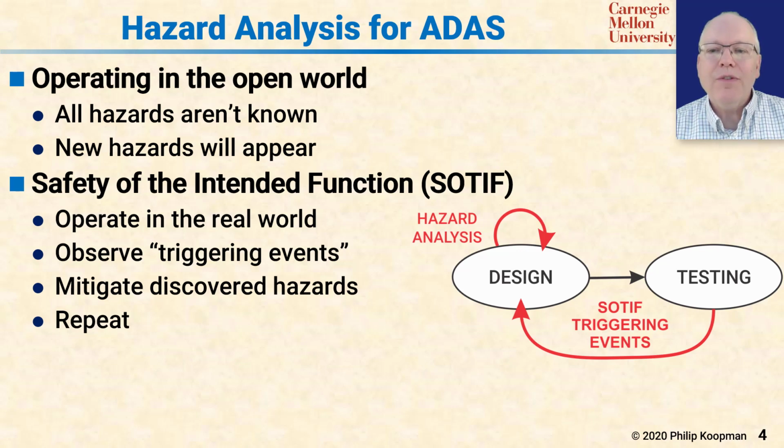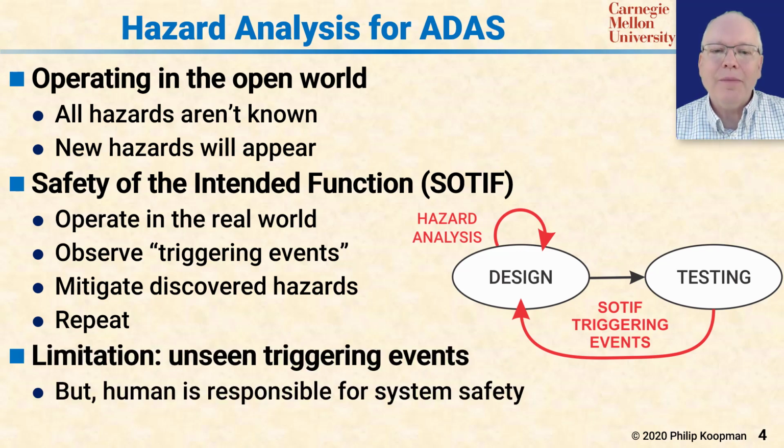From a pictorial point of view, you have a design and there's a loop for hazard analysis, but there's another piece which is the testing, and then that feeds sort of triggering events back to the design so you can design in mitigation and make sure your total vehicle level risk is acceptable.